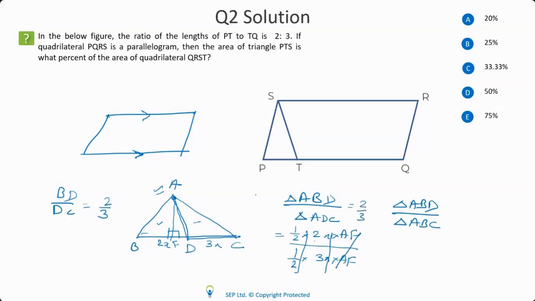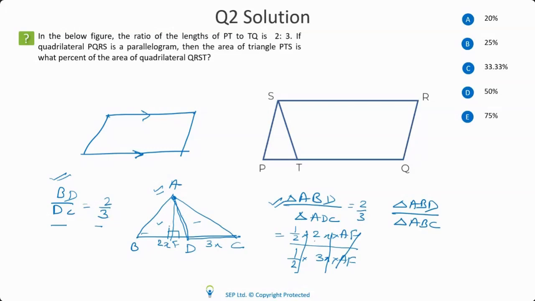Now notice the similarity. The ratio of the areas is the same as the ratio of the bases. And why is this property valid? Because the height is common. So in the exam, if you are given a question like this, where the ratio of two bases is given and you're dealing with triangles, the first thing you need to check very quickly is, does this have a common height or not?